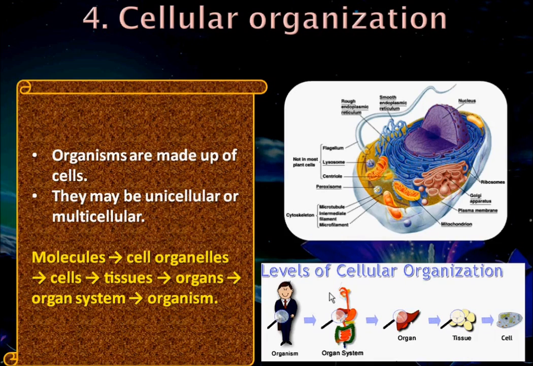So we start with the cell as the basic building block of life, and all the cells, they together collectively form tissue. The tissues, they function together like a group of tissues which will be forming organ. A lot of organs together, as you can see here, they combine to form organ system.